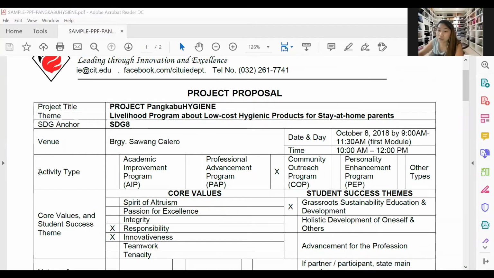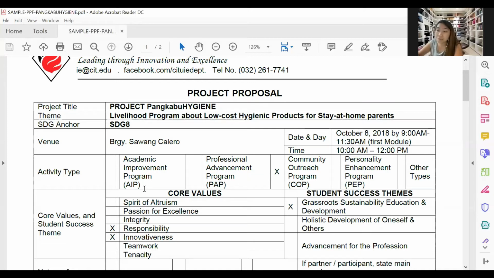Now you have here four activity types, and I want to discuss each briefly. The Academic Improvement Program could be projects that aim to improve a certain academic skill of a student, like learning math more easily. Maybe it could be math tutorials. So that's AIP, anything related to the academic part.